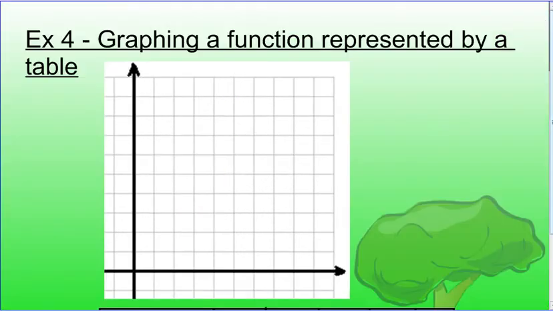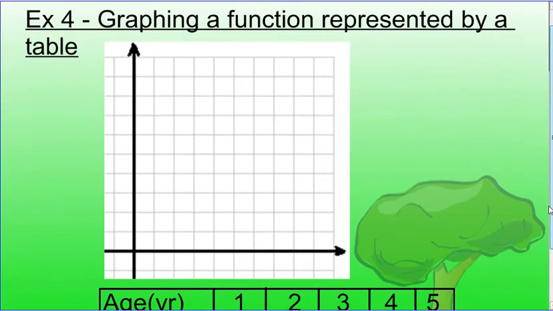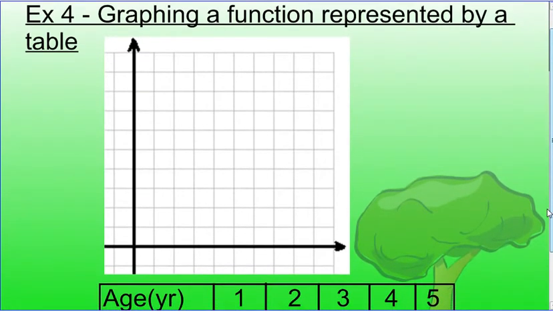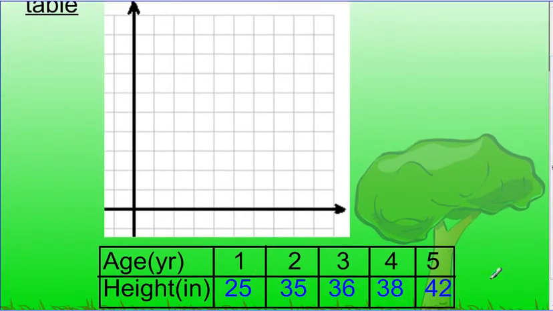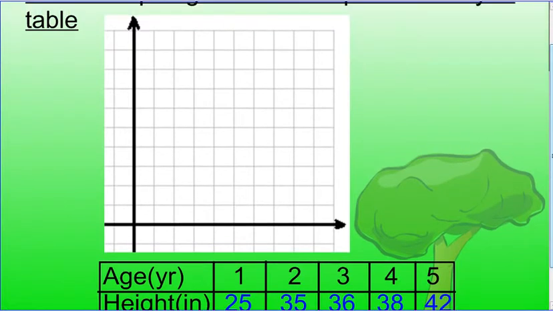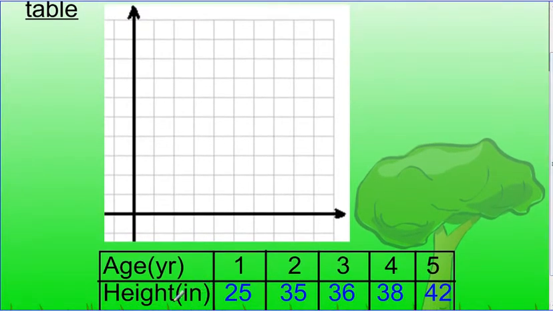Now, this last problem we're looking at, example 4 here, what we're going to do is graph a function represented by a table. So it gives us a table. There's the information for you. We are given a table, and we just want to plot those points up here.